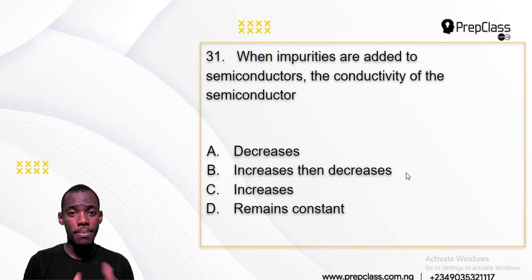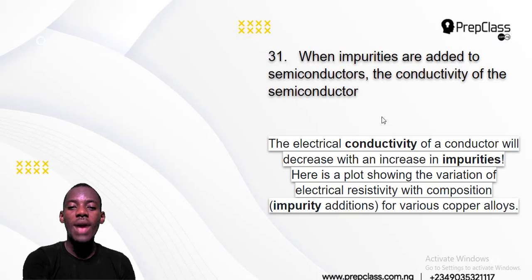Now what do you think might be correct? Is it decrease, increase then decrease, or increases, or remains constant? Do you have any idea which one might be right? If you don't know, I'm going to tell you. Now here it is. The electrical conductivity of a conductor will decrease with an increase in impurity.